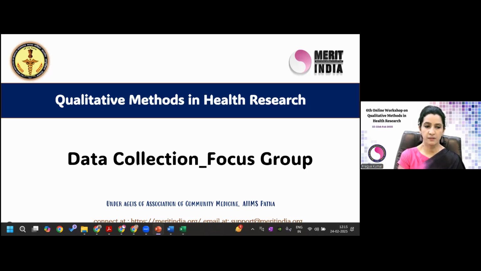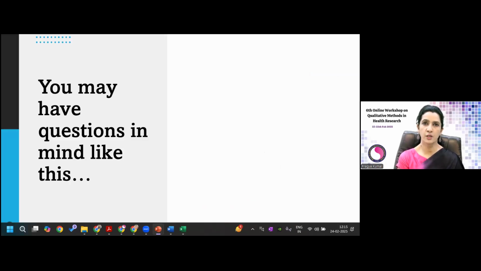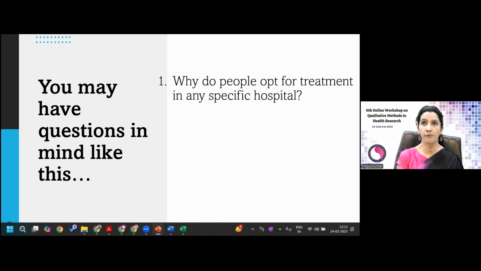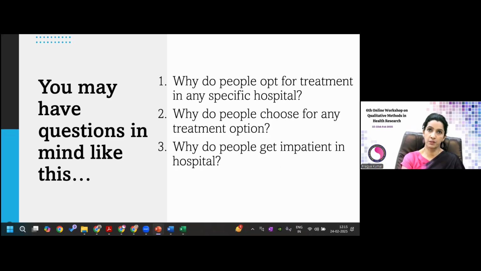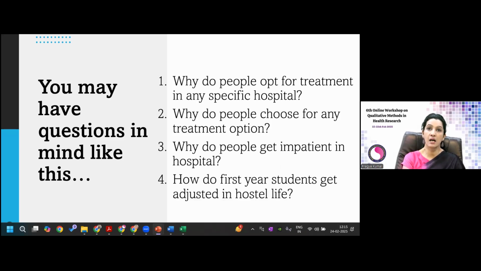So what is this focus group discussion? If you have any question, it depends on your research question. If your research question is something like, why do people opt for a treatment in a specific hospital? Or why do people choose certain treatment options? Why do people get impatient in hospital? Here you will see that everything belongs to people. Or why do first year students get adjusted? How do first year students get adjusted in hostel life?